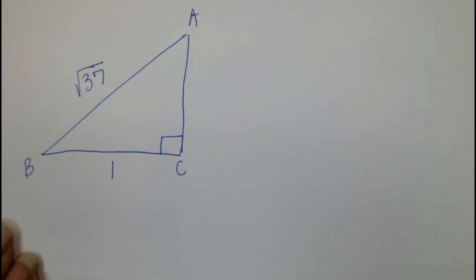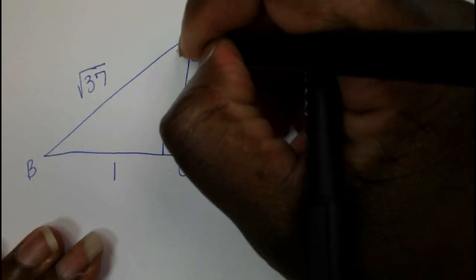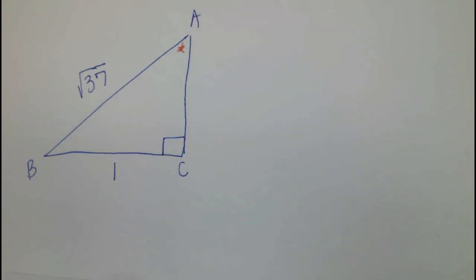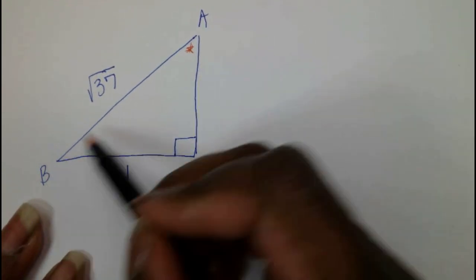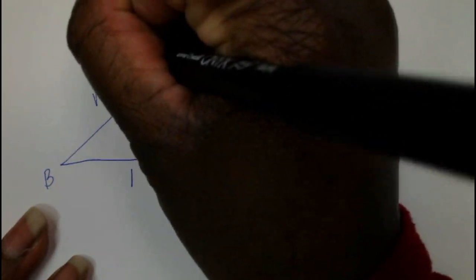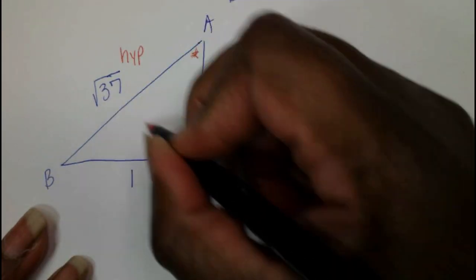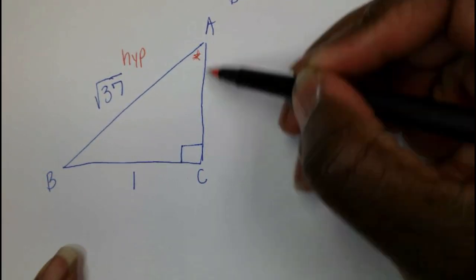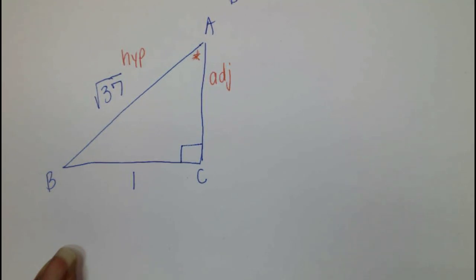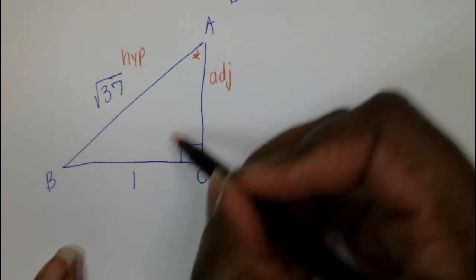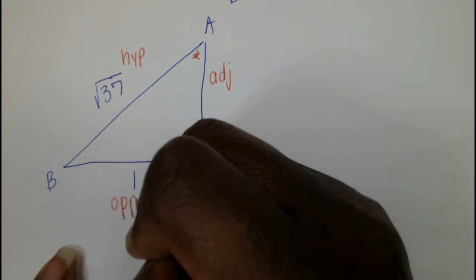Still working from angle A. So I'm going to label my sides from angle A. I see my hypotenuse is my slant. So this is my hypotenuse. It's across from my C. There's my angle. What's touching my angle? My adjacent. So I don't have that one this time. So this is what I'm solving for. Across from my angle A is my opposite.